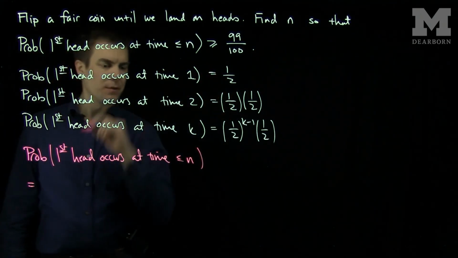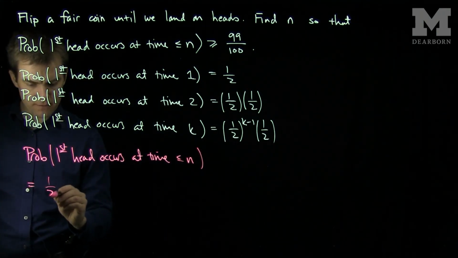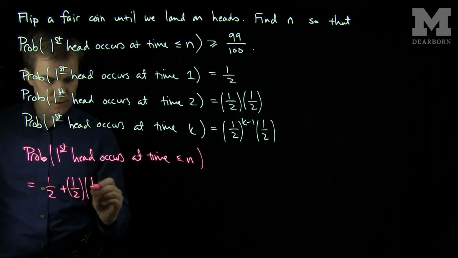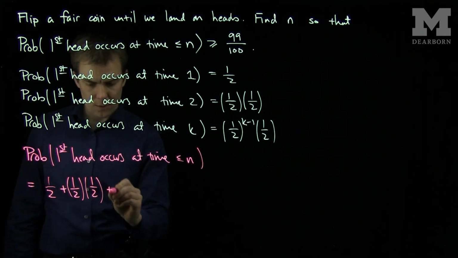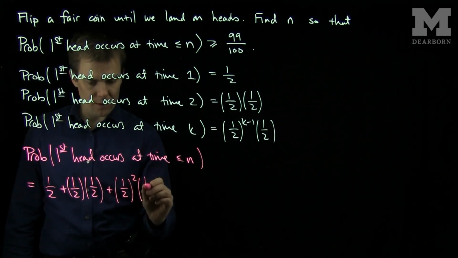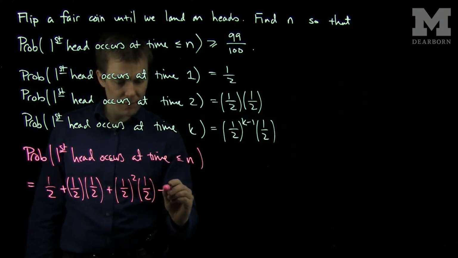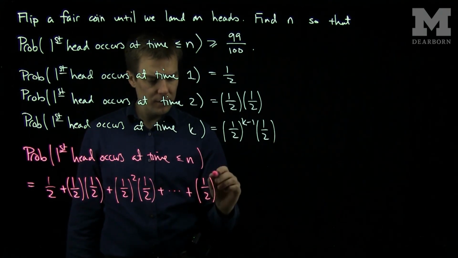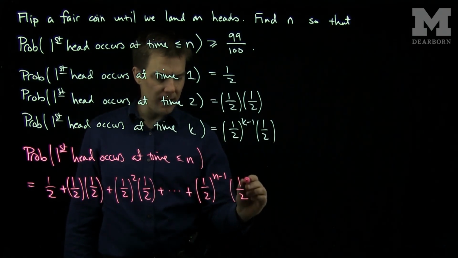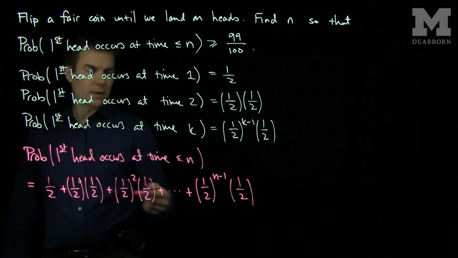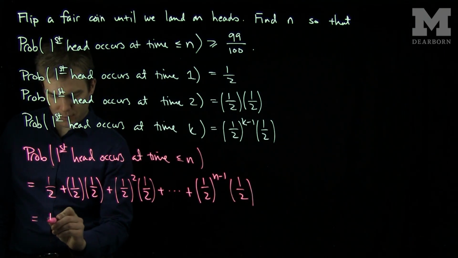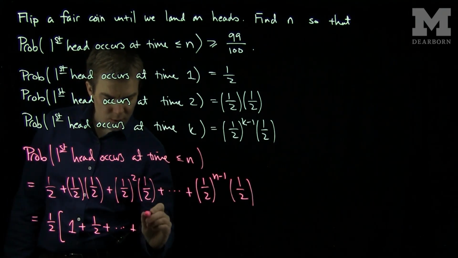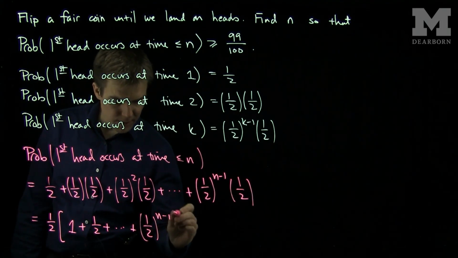And that will be the sum of all these probabilities. That will be 1/2, the probability that it occurs at time 1, or 1/2 times 1/2, the probability it occurs at time 2, or 1/2 squared times 1/2, the probability it occurs at time 3, all the way up to when this occurs at time n, which will be 1/2 to the n minus 1 times 1/2. And we have a geometric progression over here, so we can pull out a 1/2. So this will be 1/2, and then I'll have a 1 plus 1/2 plus all the way up to 1/2 to the power n minus 1.